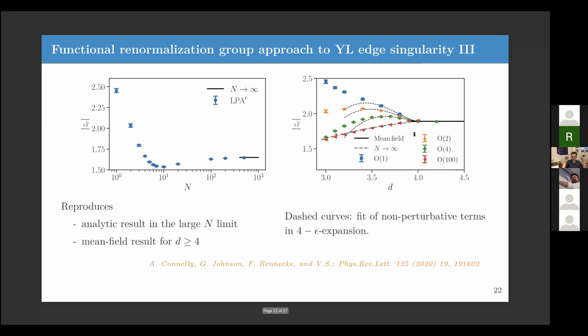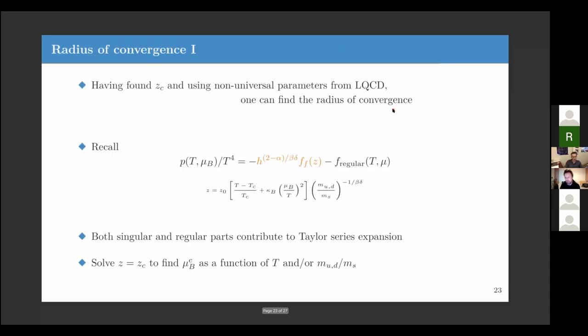There is an analytical equation for how it depends on dimension at large N. This is shown by the line, and look how good the description is of this curve. There are also these dashed lines, which we use to fit the non-perturbative term appearing in the epsilon expansion, to extract that non-perturbative term. Here we demonstrate how the epsilon expansion essentially with this non-perturbative term behaves.